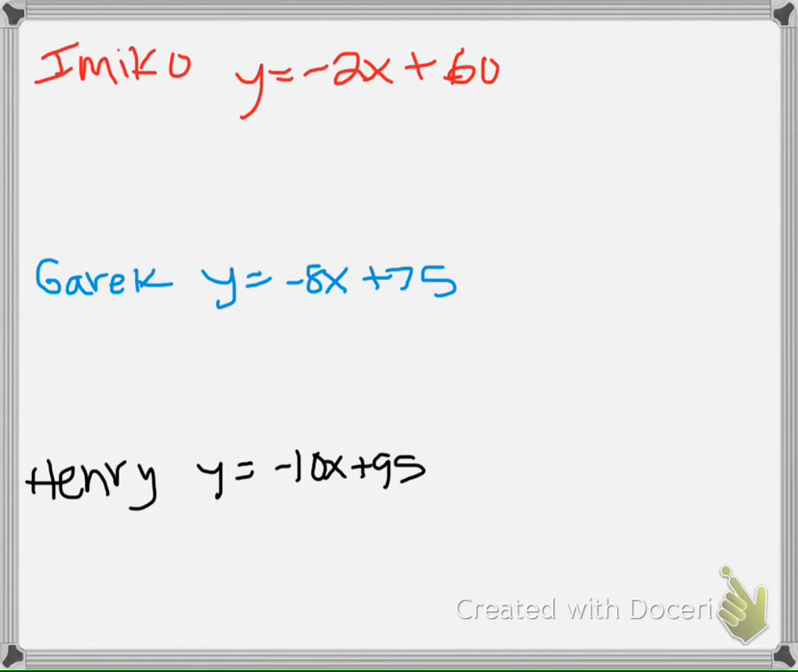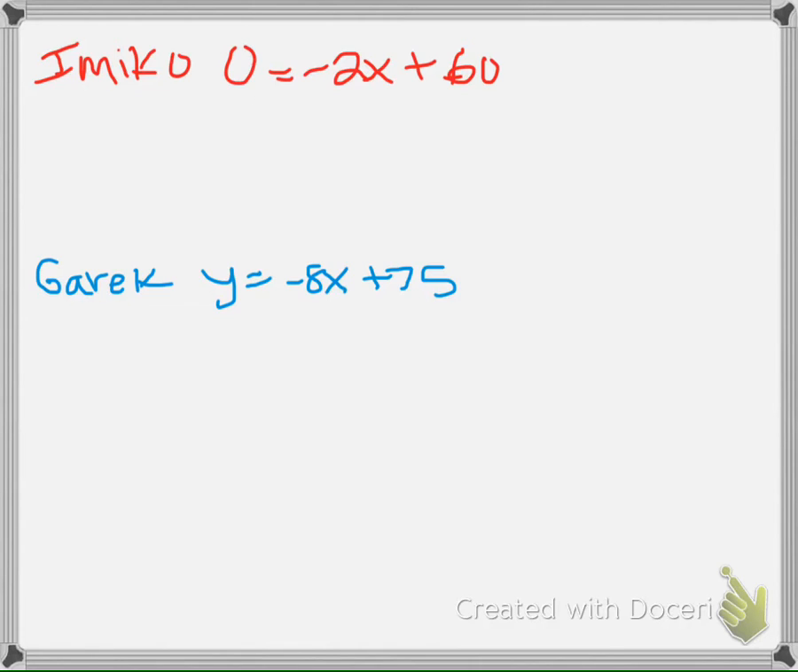But first I realized I wrote the wrong equation for Henry. So I'm going to put Henry and Rosalind on a different page. So first we have Emiko and his equation, y equals negative 2x plus 60. To figure out when he's going to run out of money, I need to substitute 0 in for y because that's the total amount of money. So I'm going to erase my y and put in 0. And now solve.